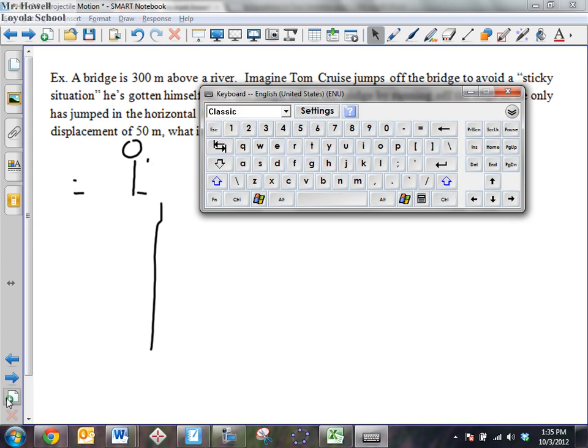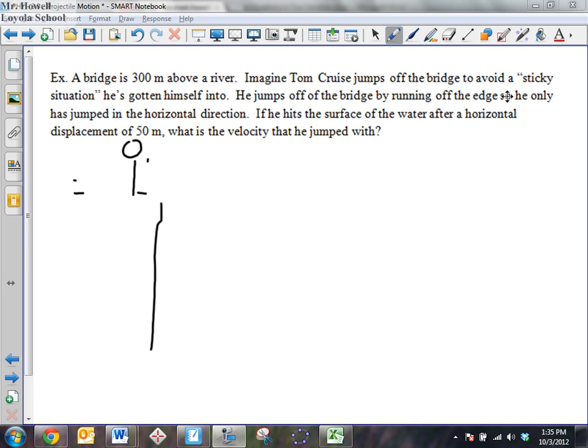Don't worry, we're gonna waste too much time. It doesn't move, but we'll just put a ball in it. Just put an object up there. We're not gonna draw a person. Okay, we'll model with an object. Now, please label what you know. The bridge is 300 meters above the river.